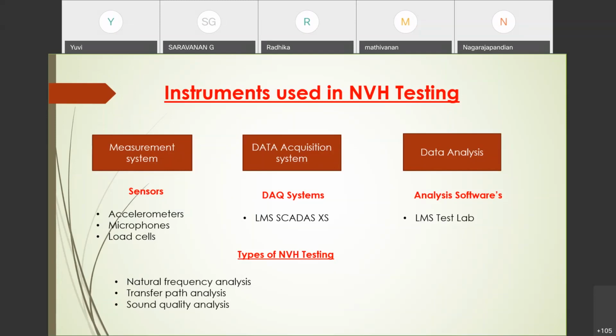Again, in sound quality analysis, we have a subjective method and an objective method. The subjective method is purely based on the jury's evaluation, just by hearing using our ears. In objective evaluation, we use many microphones to acquire the data, post process it, and come up with the result.